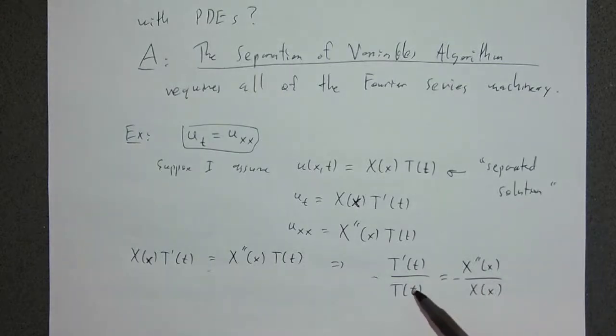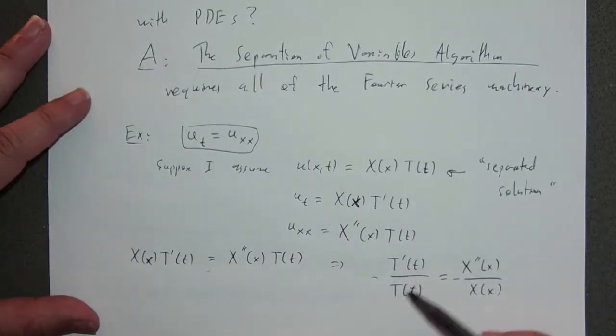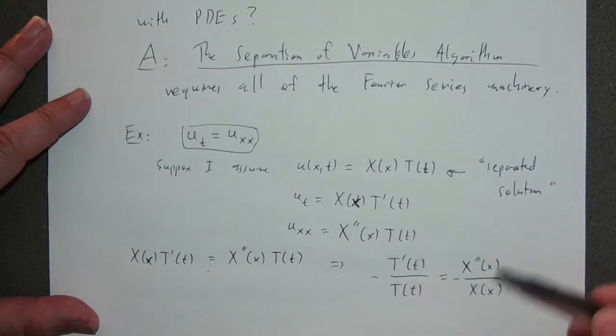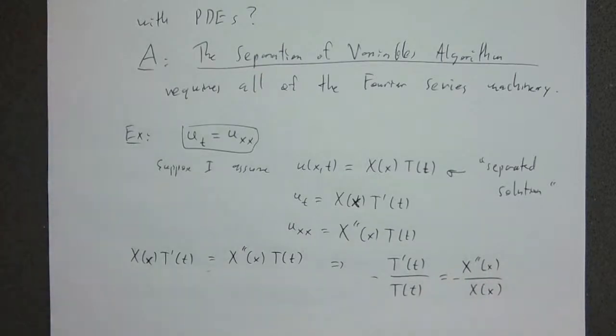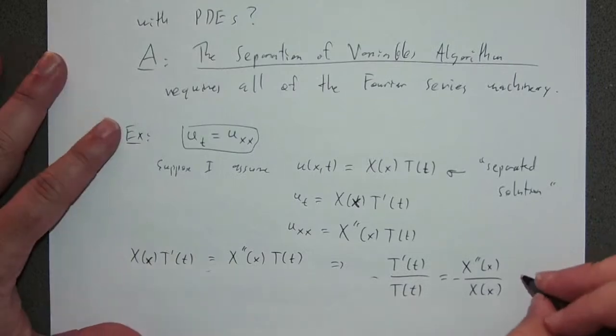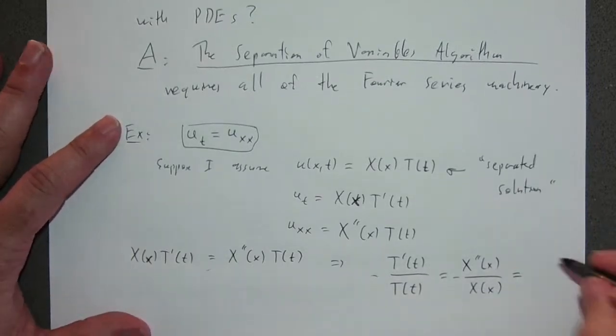But let's think about what this means. The left-hand side only depends on t, the right-hand side only depends on x. How could that be, unless, in fact, these quantities are constant? If these two quantities are equal for all t and x, because the left-hand side is purely a function of t and the right-hand side is purely a function of x, these two quantities must be equal to some constant that I'll call lambda.